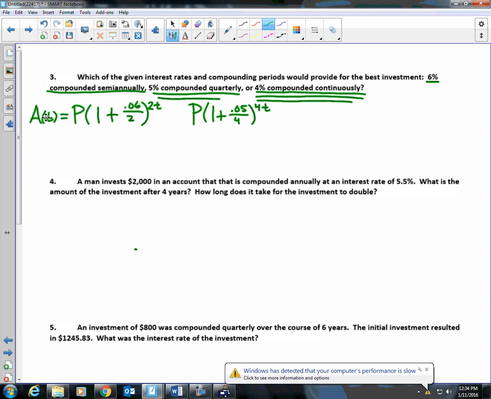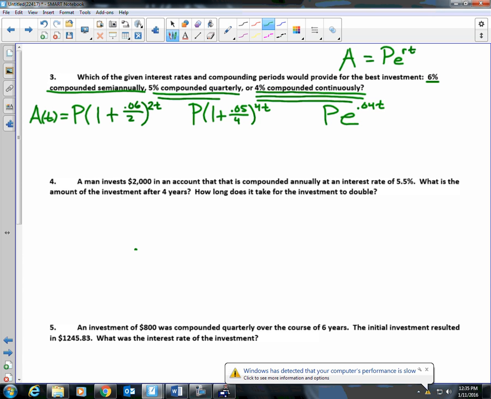And when we compound continuously, things change. We use this formula instead. Amount is equal to the principal times e to the rt. All right, 4% compounded continuously, so we get P times e to the 0.04t.